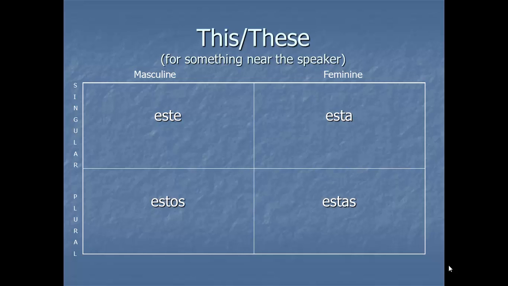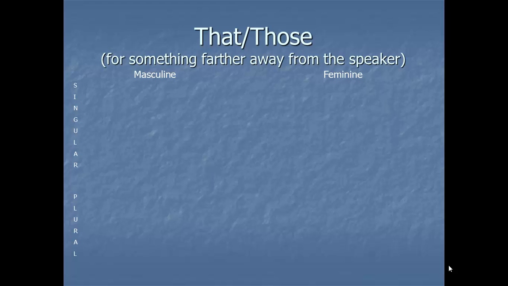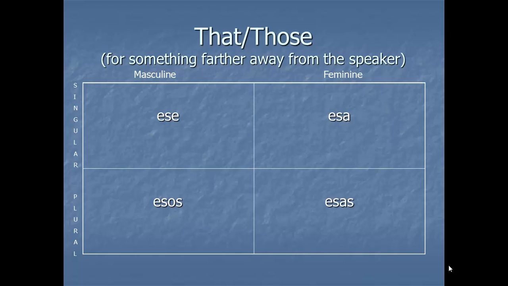Okay, so this and these have the T's. That's how we're going to remember that there is a T in each of these. We're going to see why in just a second. So this and these have the T's, and then we go to that and those, which is ese, esa, esos, esas. So that and those, something that's further away from the speaker.